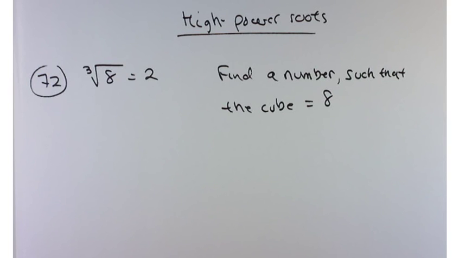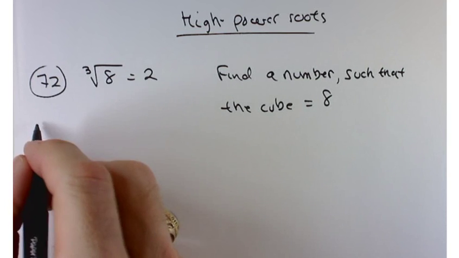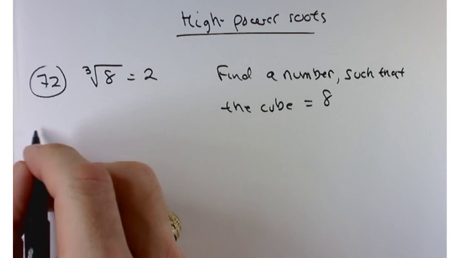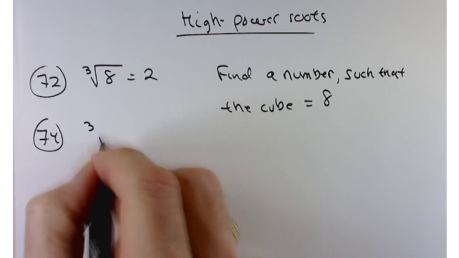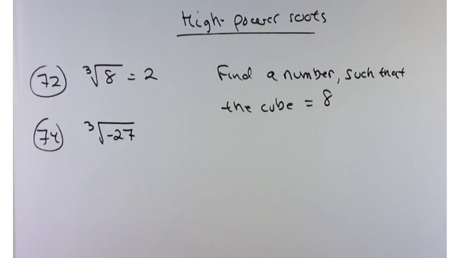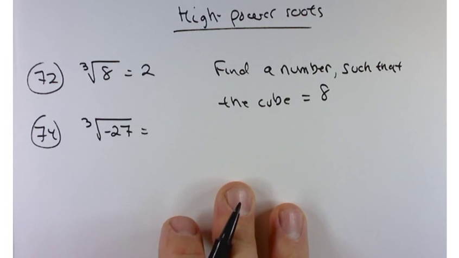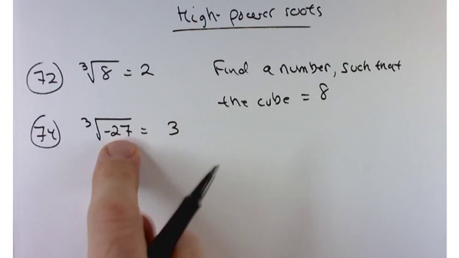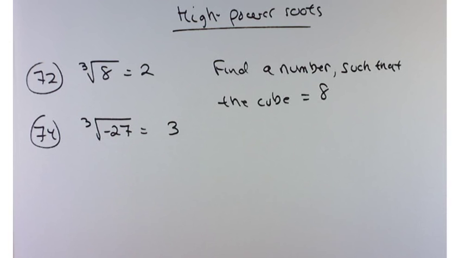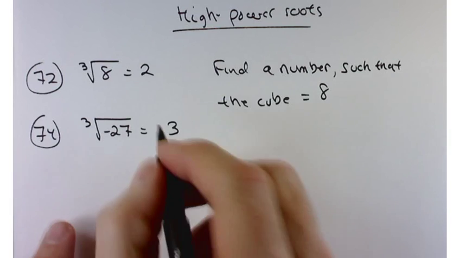We're looking for things that you can cube to get these numbers. So an immediate difference here is something like problem number 74. The cube root of negative 27. This is no longer NaN. NaN is not the right answer for this one. There is a real number that you can cube to get negative 27. Can anyone tell me what that would be? 3 cubed is 27, not negative 27. Negative 3. Yeah. So the thing about cube roots is that you can deal with negative numbers here.